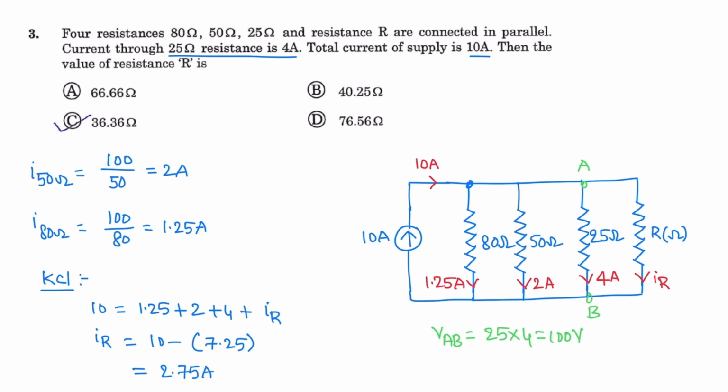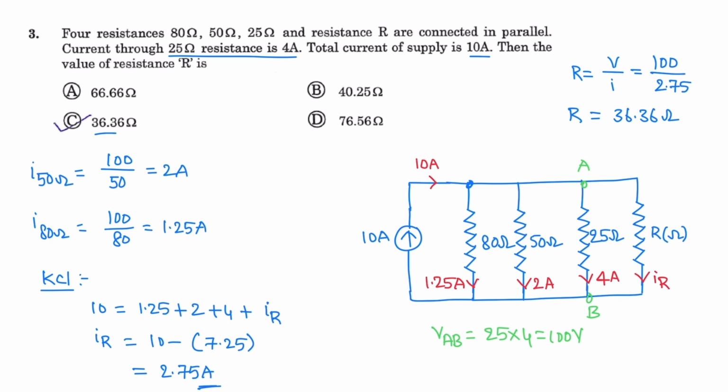Now the current flowing through the resistor R is 2.75 ampere and the voltage across this resistance R is 100 volts. Resistance R is voltage by current, so 100 volts divided by 2.75 gives 36.3636, repeating, hence approximately 36.36 ohms. Correct option is C. Next question.